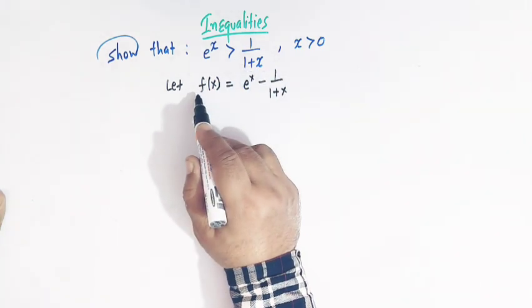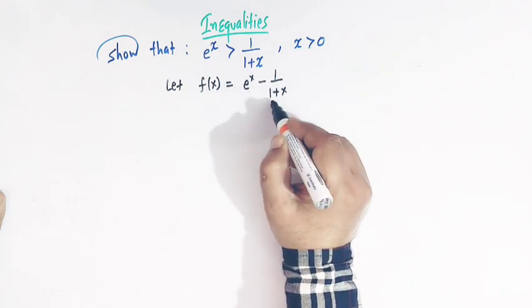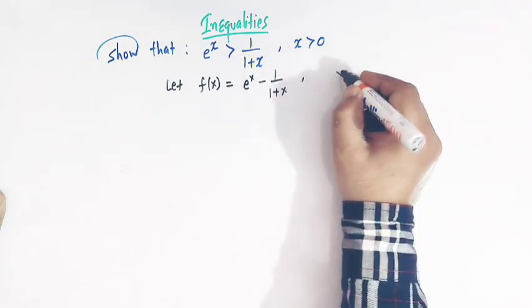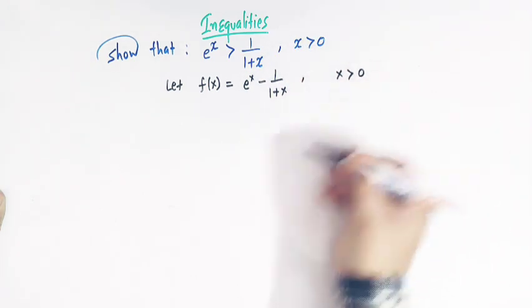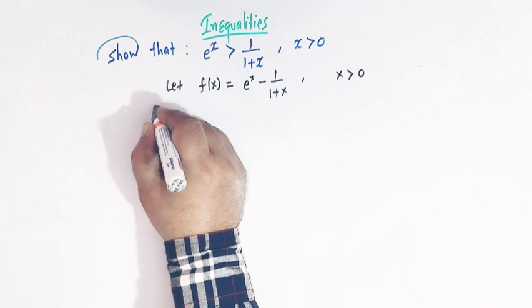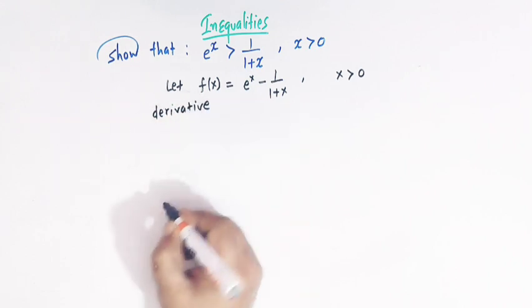So here I will assume f of x is equal to e raised to x minus 1 over 1 plus x, where x is greater than 0, right? So now let us find out the derivative of f of x, right?